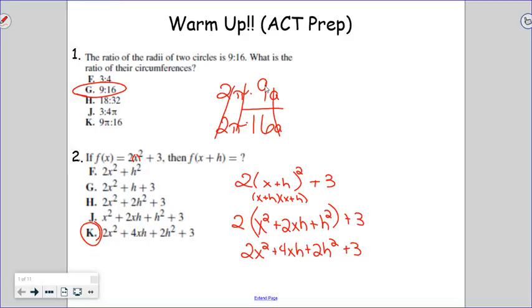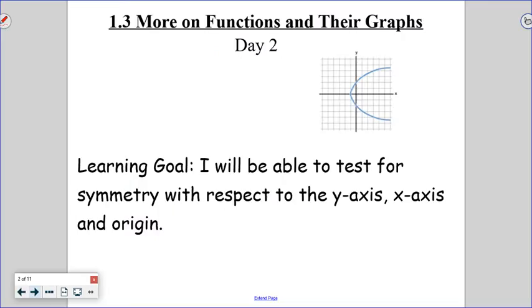All right, today we are moving on to 1.3 day 2, which is the topic of symmetry. Our learning goals: we will be able to test for symmetry and know if our graph is symmetric with respect to the y-axis, with respect to the x-axis, or with respect to the origin.